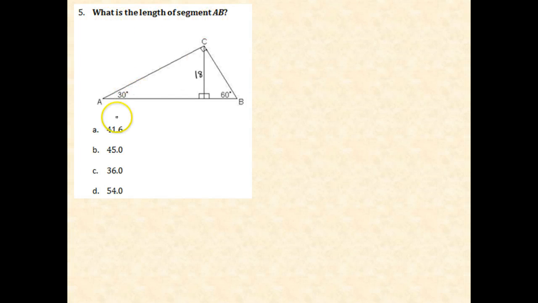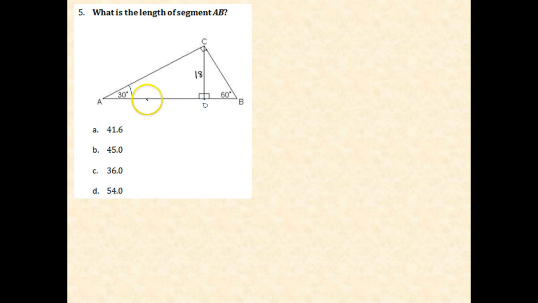What is the length of segment AB? So this guy right here. Well, we got some 30, 60, 90 triangles, and we can use our trig functions to figure out the lengths of these triangles. Just for convenience, I'm going to label this point D. First I'm going to find the length of segment AD, then I'm going to find the length of segment DB, and then I'm going to add them together to get the length of segment AB.